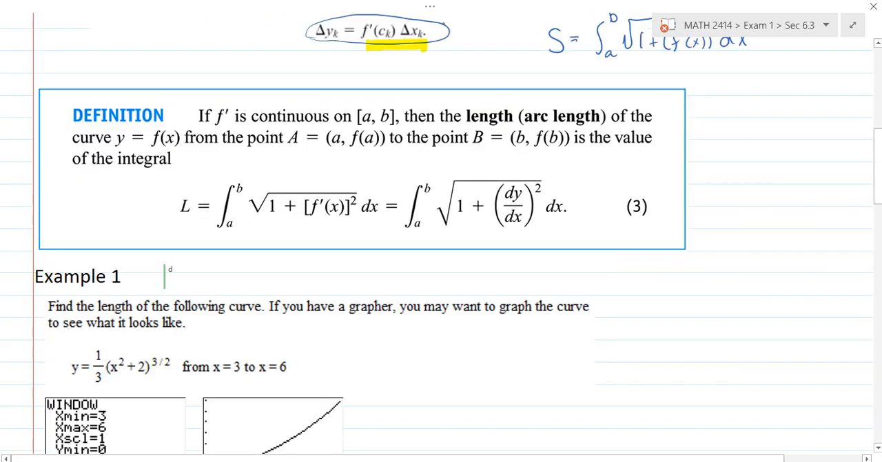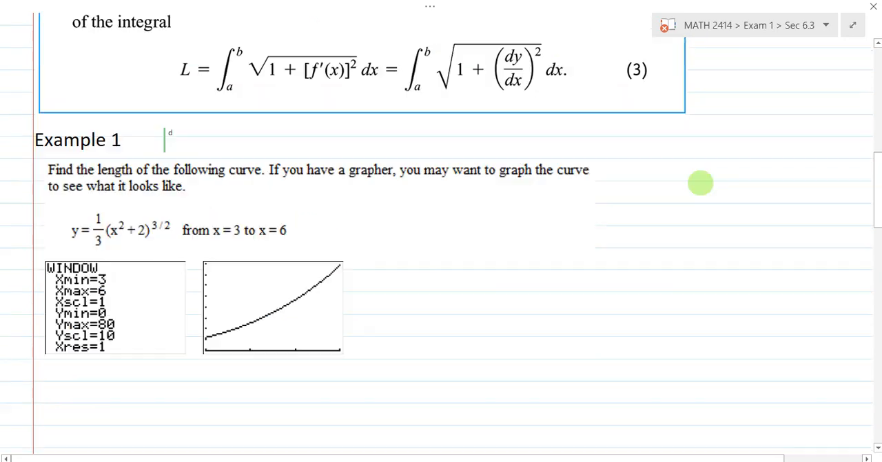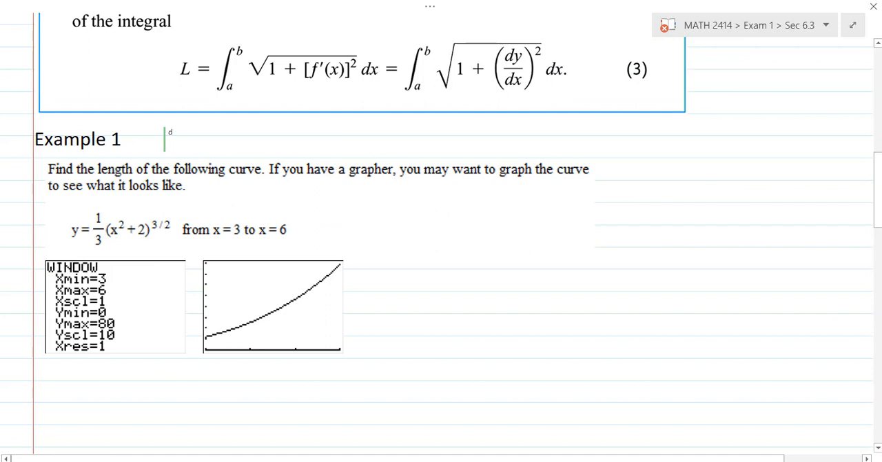So if f prime, the derivative, is continuous on the closed interval from a to b, then the length of the curve, or the arc length, of y equals f of x from the point A equals a, f of a, to the point B equals b, f of b, is going to be the value of the integral from a to b of the square root of 1 plus the derivative of f squared. So let's work through an example problem and see how we would use this formula.